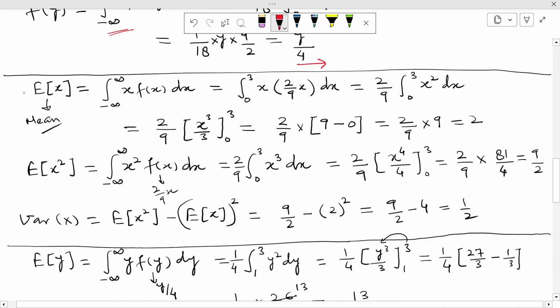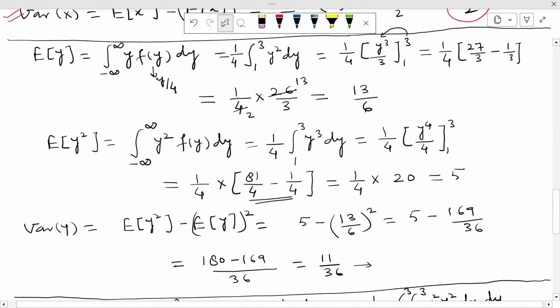This will help us to determine the expectation. So the expectation of x is the integral of x fx, where fx is the marginal of x, which we obtained as 2 by 9x. Again we are integrating with respect to x, so the limits are 0 to 3, and this integral provides the value of the expectation of x, which is 2. Similarly, we obtain the expectation of x square, which comes out as 9 by 2, and then we use these expectations to obtain the variance. So this is coming out as 1 by 2.